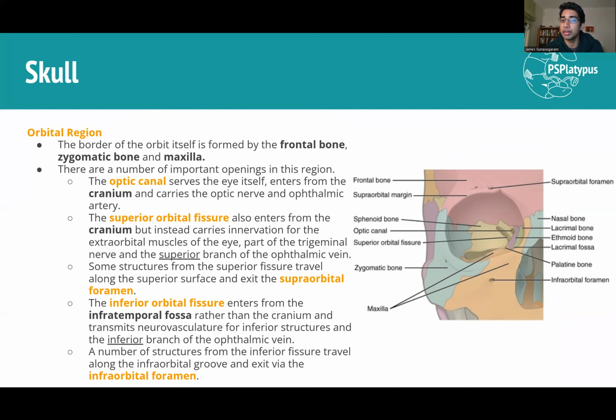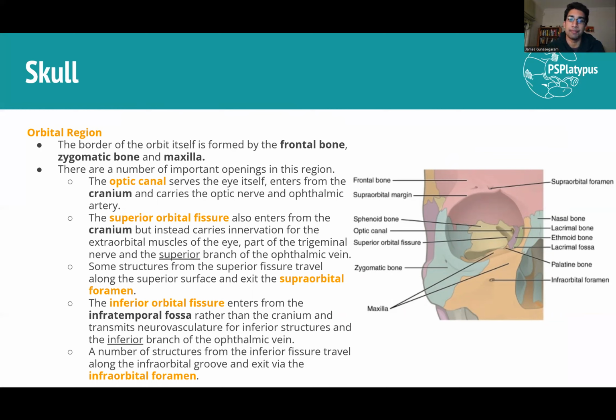However, you will need to also know the contribution of the ethmoid bone, you can see there in purple, the lacrimal bone, and the sphenoid. Those are the other important things to understand as they relate to the orbit itself. And more importantly, you need to know the openings inside it, okay?